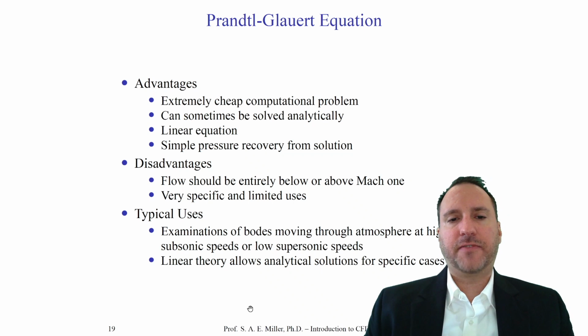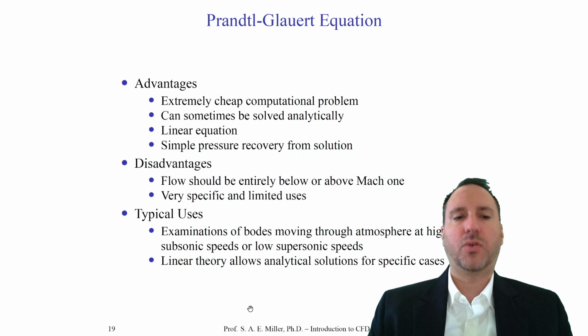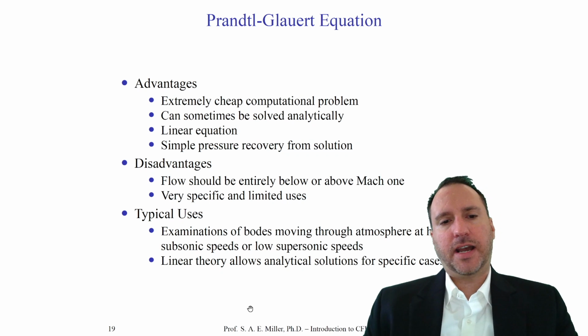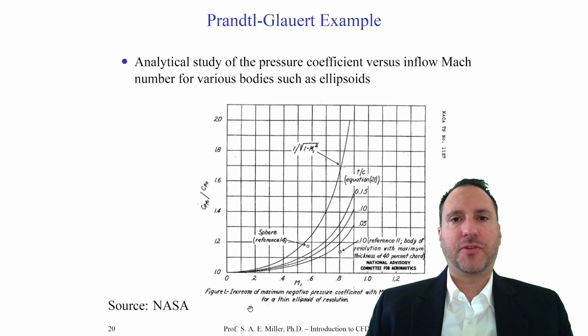Of course, there's some disadvantages. The flow must be entirely supersonic or subsonic. That is, everywhere in the flow field, the Mach number must be either greater than 1 or less than 1. It has very specific cases today. Typically now, it's used for bodies which are moving through atmospheres at very high subsonic speeds or low supersonic speeds. And the linear form of the equations allows them to be solved with linear algebra solvers, which greatly simplifies the approach. Let's look at one particular example of the Prandtl-Glauert equation.